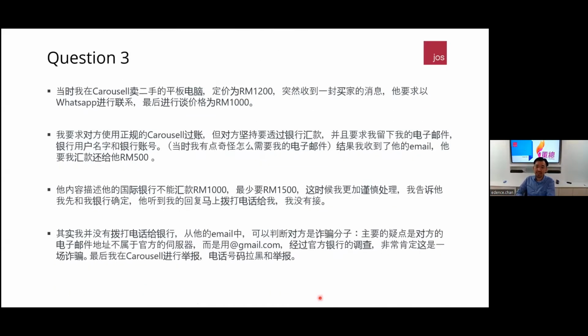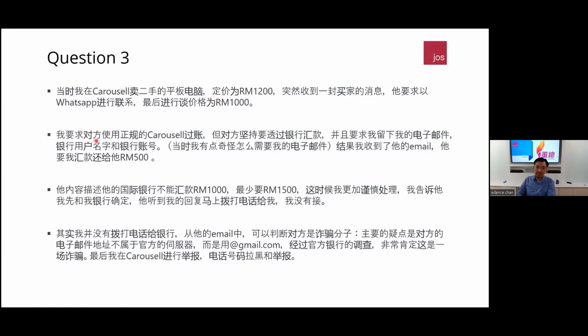Question number 3 is a bit long, so let me read it out for you. The victim purchased from Carousell, wanting to buy an iPad. The price was 1,200, but the seller contacted the buyer through WhatsApp to say they were able to do a price deduction from 1,200 to 1,000.